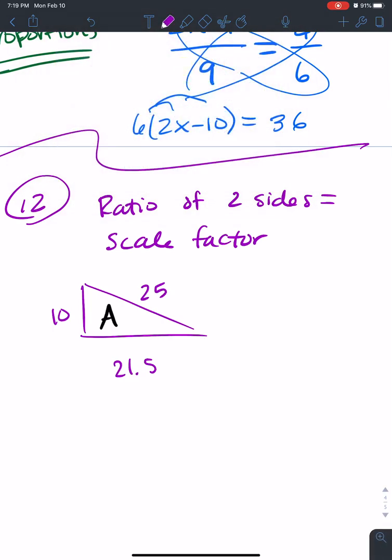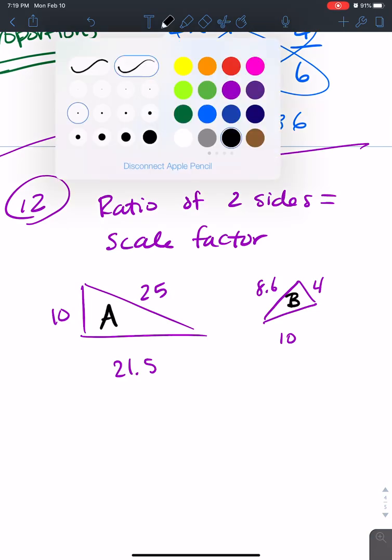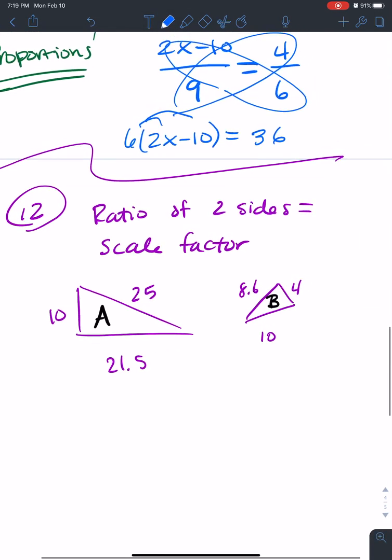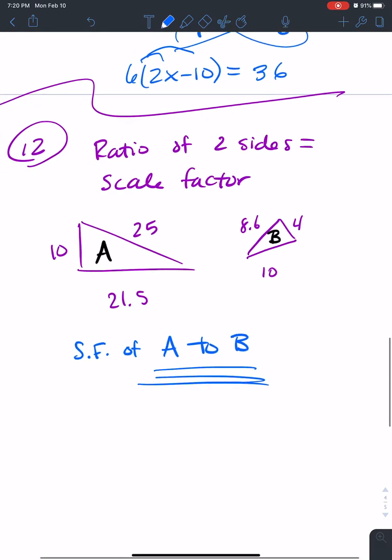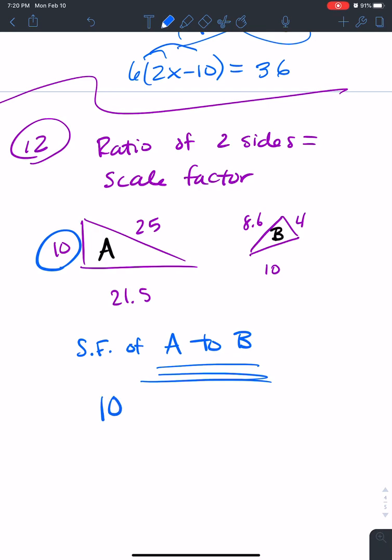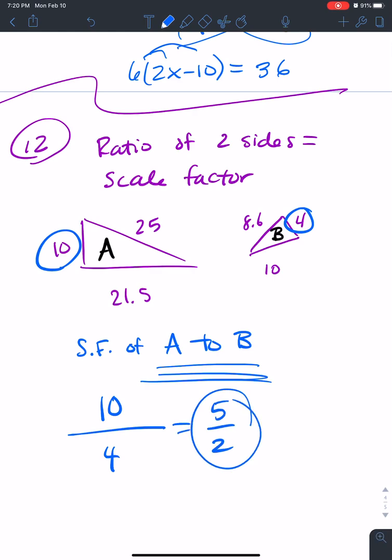And then I want to compare that to this other triangle here. So that's a 4, 10, and 8.6. You can pick any sides to correspond, but here's the key, and this is where people got half credit off. The scale factor of A to B. Guys, that tells me the order of my fraction. So you start with A on the top, for example, 10 over, make sure that matches with 4, and simplify. 5/2 would be your answer there.